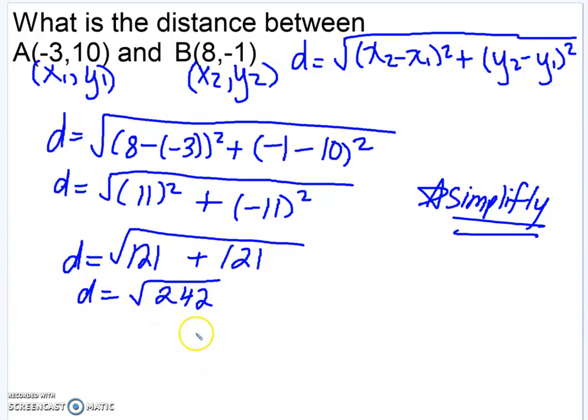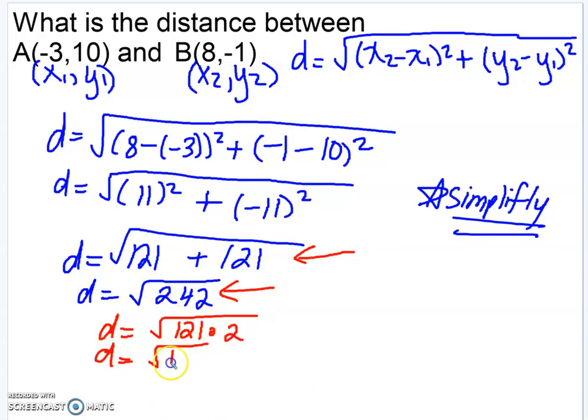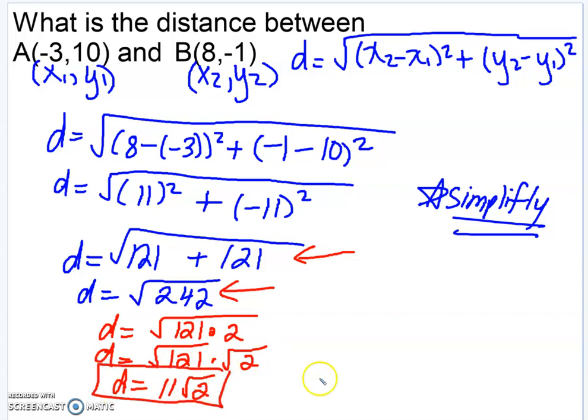So in this case, you need to think of, are there any factors or things that multiply to give you 242 that are nice squared values? Well, a good hint is looking up here. 121 is a square of 11. So this is really just 121 times 2, which means I could separate it and pull out 11. So the final distance between the 2 points would be 11 square root 2.